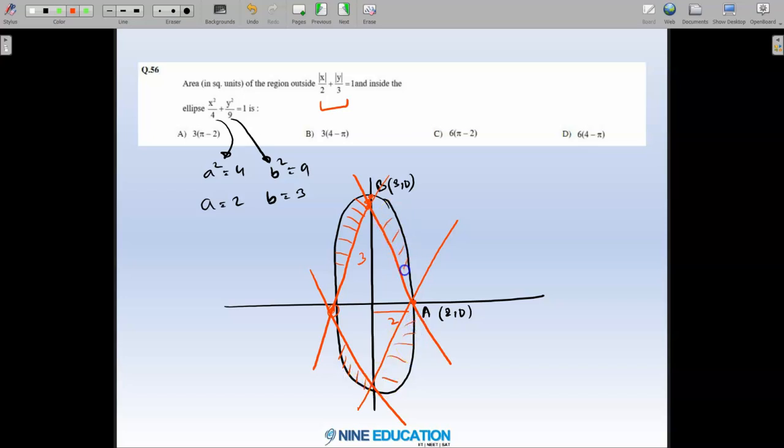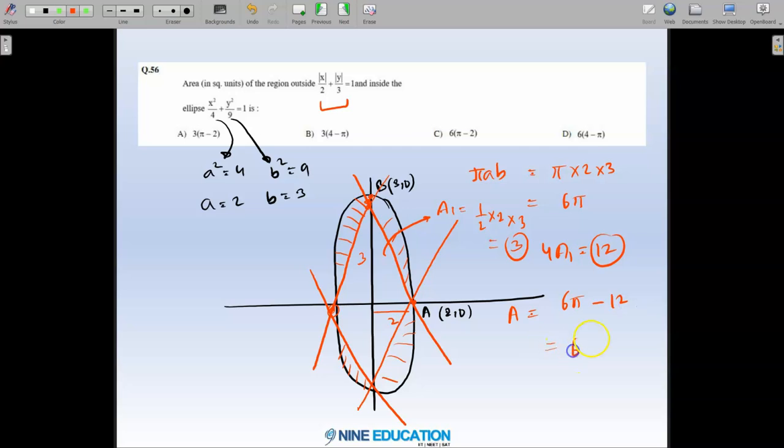Okay, so how can we find this? We know that ellipse area is pi AB, so that will be pi into 2 into 3, which is 6 pi. From that we need to subtract these triangle areas. So one triangle area, let's suppose this is A1, it is 1 by 2 into 2 into 3, so it is 3. So 4 times A1 will be 12. So I can say that the required area is 6 pi minus 12.